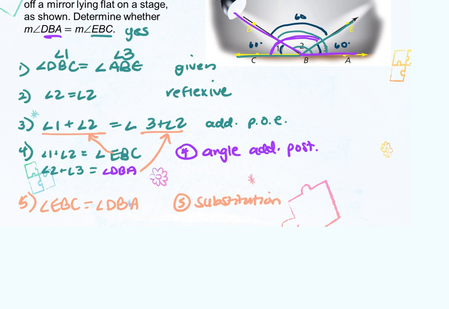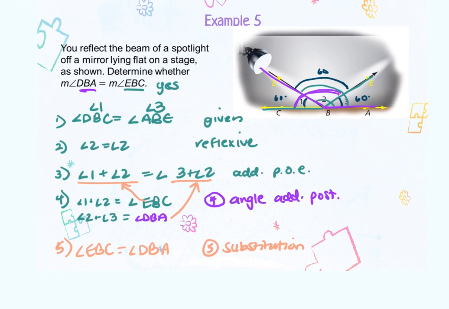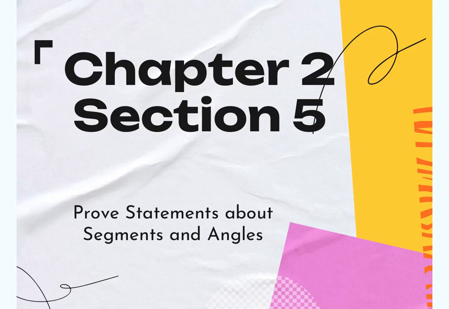So this is what a geometric proof looks like. We'll eventually get to these in the next couple of sections, but it's a breakdown of reasoning based on a picture or information and justifying your steps. All right, chapter 2, section 5 is proving statements about segments and angles.